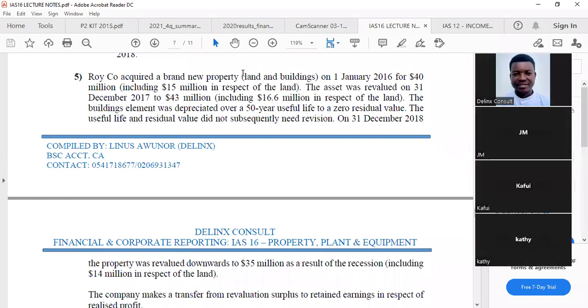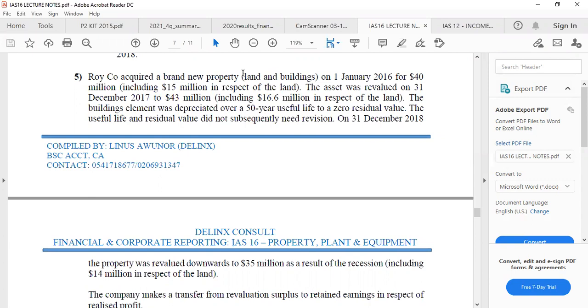Okay. So what will be the revaluation surplus relating to the land? 1.6. Okay. So the revalued amount is 43, 16.6 is for land. What will be the value for building? 26.4. Okay, what is the current value of the building as at the date of revaluation? It is the 25 million minus 1 million depreciation, isn't it? So that will give you how much? 24. So the revaluation will give you 2.4.